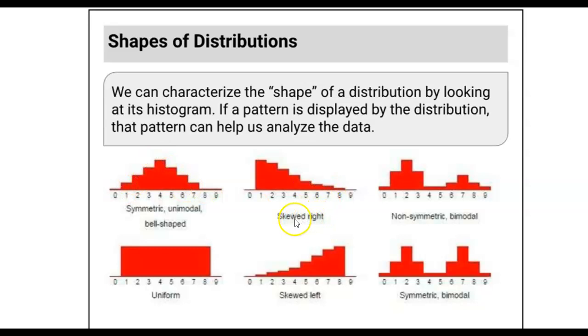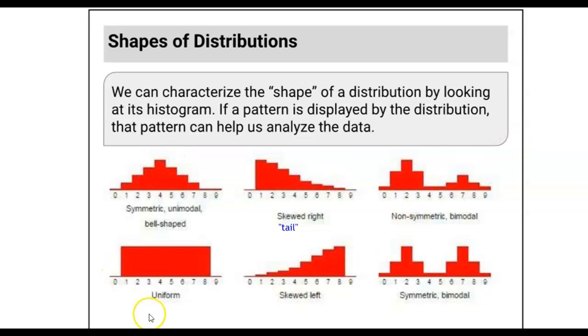Whereas with skewed right, skew is a word that means tail. So if you're skewed right, that means that there is a tail to the right. This is called non-symmetrical or bimodal. Bimodal means there's two concentrations of data. Here there's one at 7 and one at 2. It's bimodal, meaning that there's not just one mode like unimodal, it's bimodal.